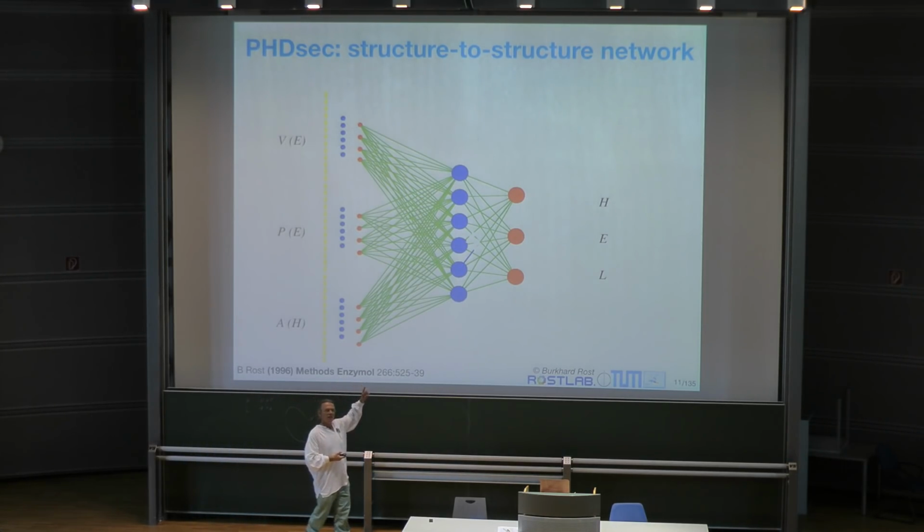In this particular case here, I show 3 consecutive residues, which means that I have 3 times 4 input units. In reality, I'm running the second level here for 17 consecutive residues, so I have 17 times 4 input units. Is that clear what the second level does? The second level is trained exactly the same way as the first level. It's just a different input.